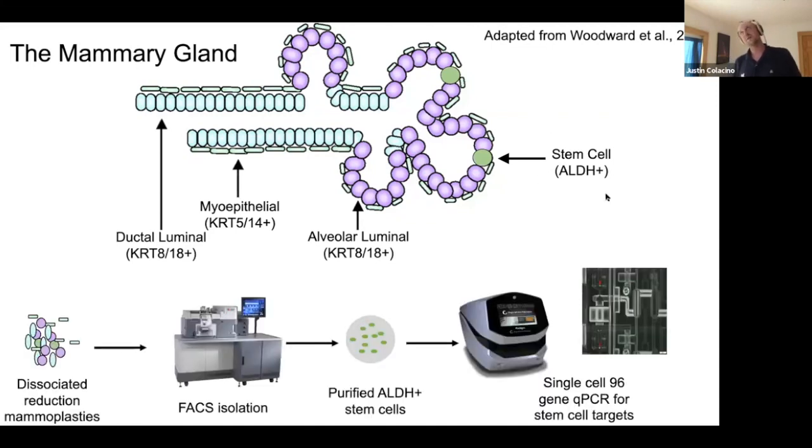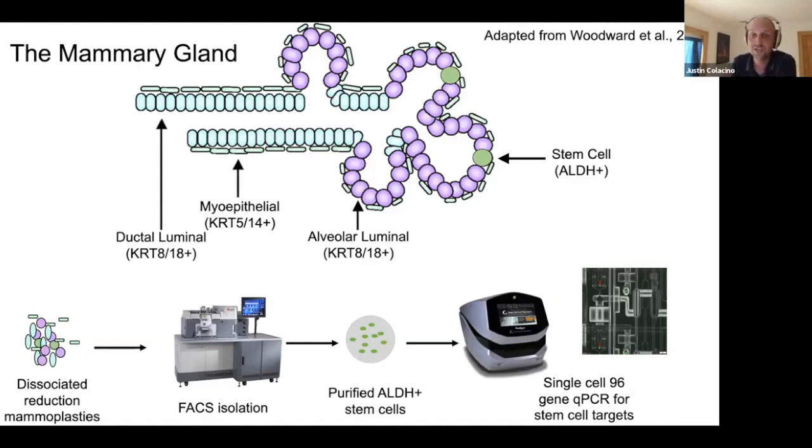This was back in 2013, the very early days of single cell biology, and we took this project on. We were collecting these dissociated reduction mammoplasty tissues and breaking them down to a single cell suspension, doing a similar approach to what Sue was talking about, where we would FACS purify our stem cell population expressing aldehyde dehydrogenases. But we started out using a different technology. We used this Fluidigm instrument, which would capture each individual cell into an individual little microwell. Then we did 96-gene qPCR for a specific set of stem cell targets, which was pretty exciting at the time, right? This was back in 2013, 2014.